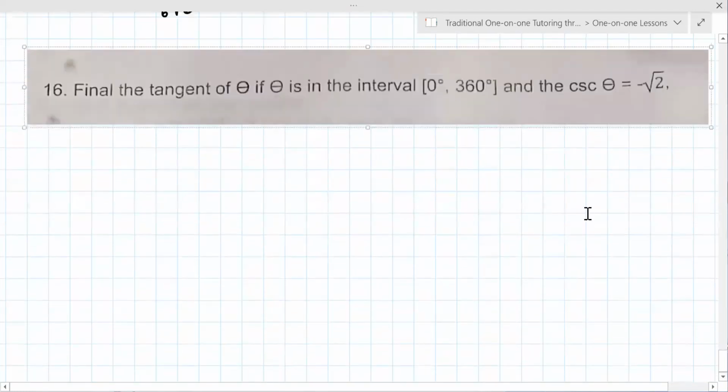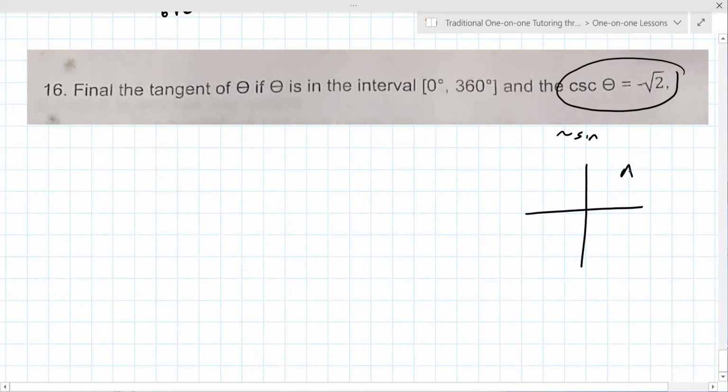Okay. All right. So if the cosecant of theta is negative root 2, one of the things we don't know is which quadrant we're in. So we have to figure that out. Cosecant is like sine. And if you remember, we did that thing before, A, S, T, C. Sine is positive in the first and second quadrants, which means it's negative in the third and the fourth, which means that cosecant, which is negative, must also be in the third or the fourth.